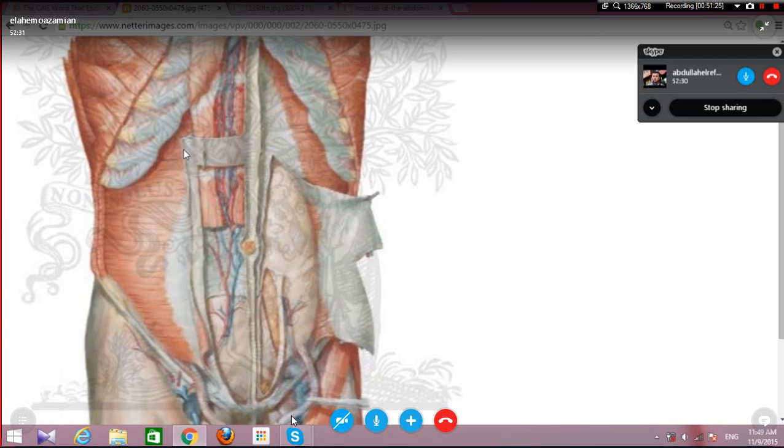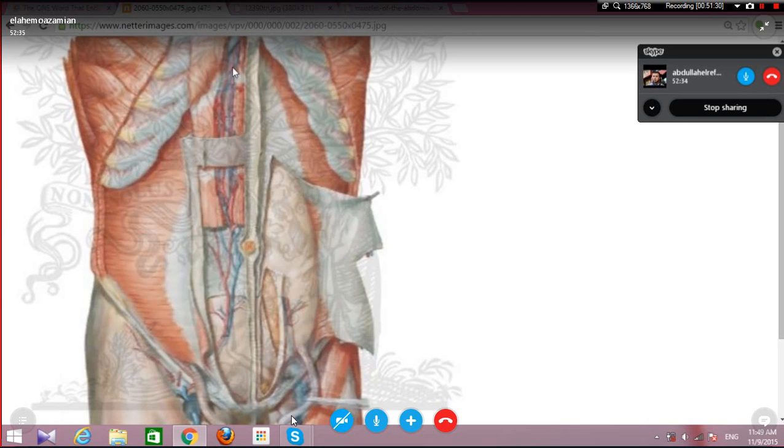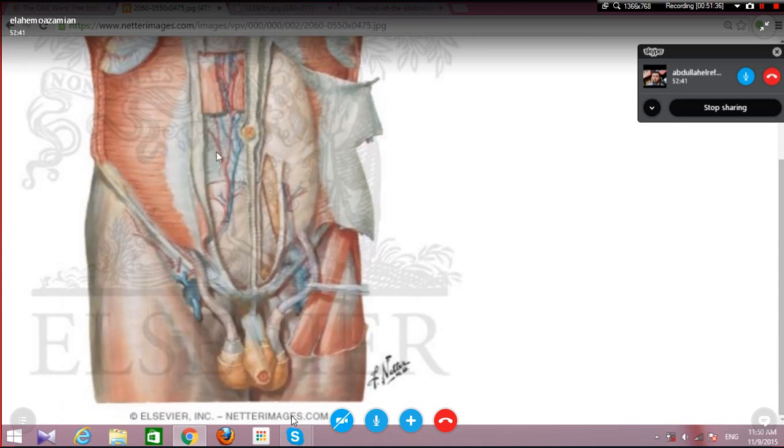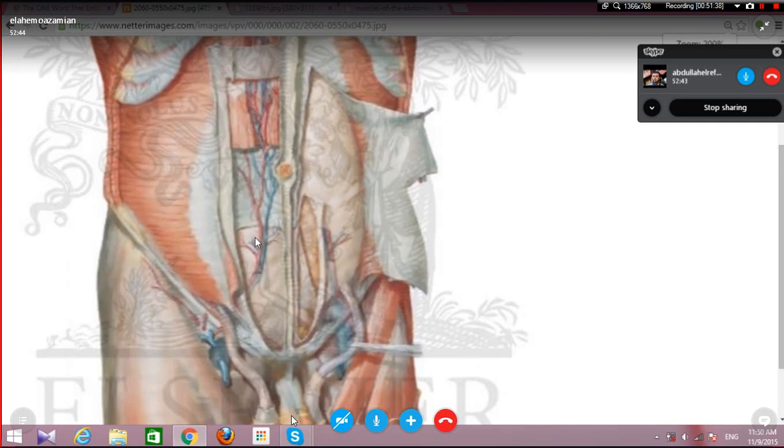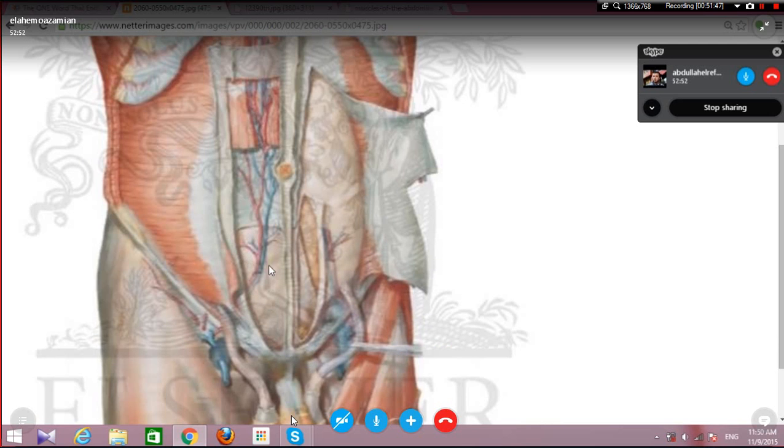And do you see in the rectus sheath you have rectus abdominis? These are called superior and inferior epigastric vessels, arteries and veins. What is this white one here? This is the posterior one. Very good. What is this? Which one? Here, this one.